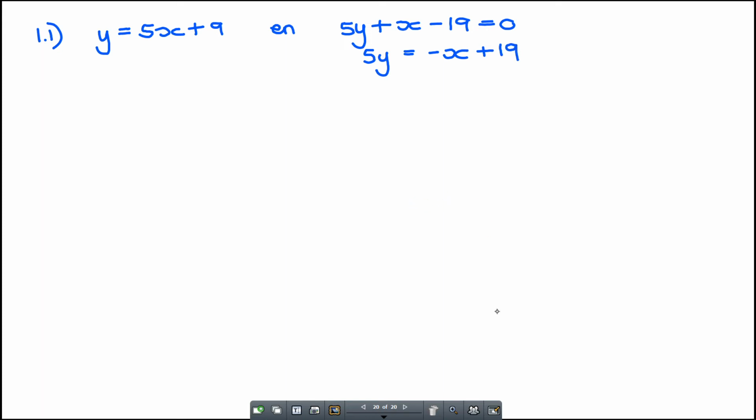But when we have the equation of a straight line, nee, dan moet dit altyd in die vorm wees van y is gelyk aan iets. So I don't want 5y. So I want to get rid of that 5 in front. So I'm going to divide everything by 5. So minus x plus 19 divided by 5. Is julle reg daar? Okay.